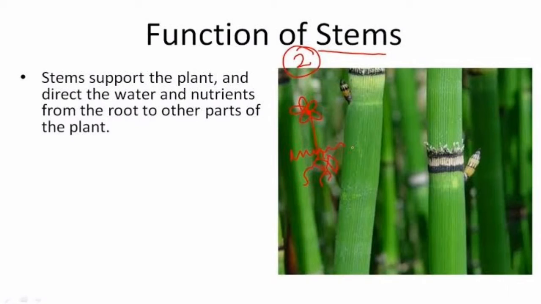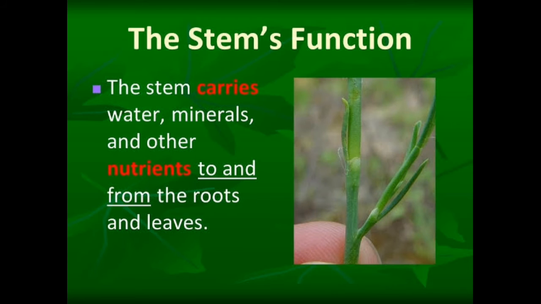Okay, so what are the functions of stem? Stem helps the plant to stand erect. The stem bears leaves, flowers and fruits. You can see in this picture where is the stem. Okay, the stem also transports the food synthesized by the leaves to the various parts of the plant. Stem supports the plant and directs the water and nutrients from the roots to other parts of the plant.